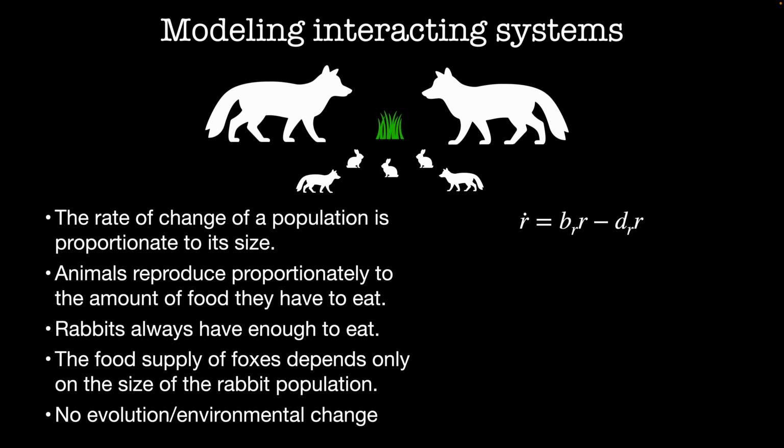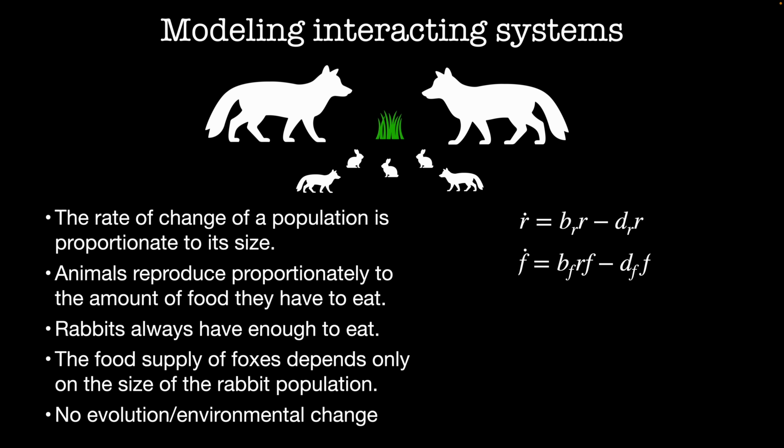Now let's add in the interaction and have a look at the fox population. So there's some natural rate at which foxes get old and die, so we're going to call that DF. But their growth rate depends on how much they have to eat. That means their growth rate is proportional to the population of rabbits, R, and there's also a scalar coefficient out front that measures the efficiency of turning rabbits into foxes, so that's going to be BF. In our model, this is the rate at which foxes are happily eating rabbits and reproducing.